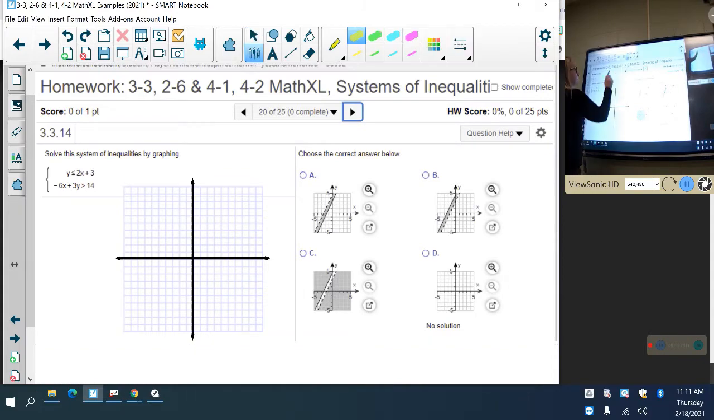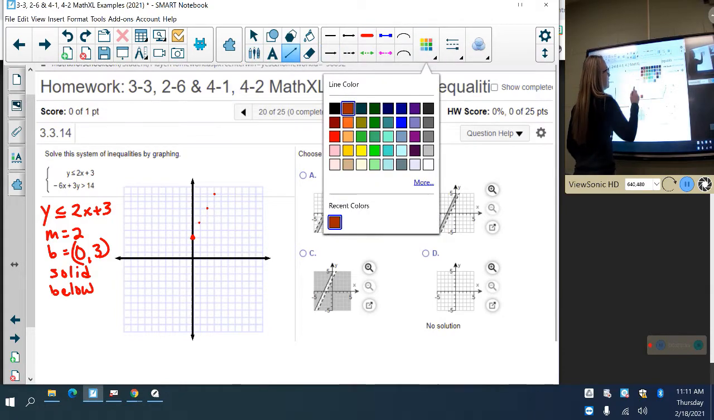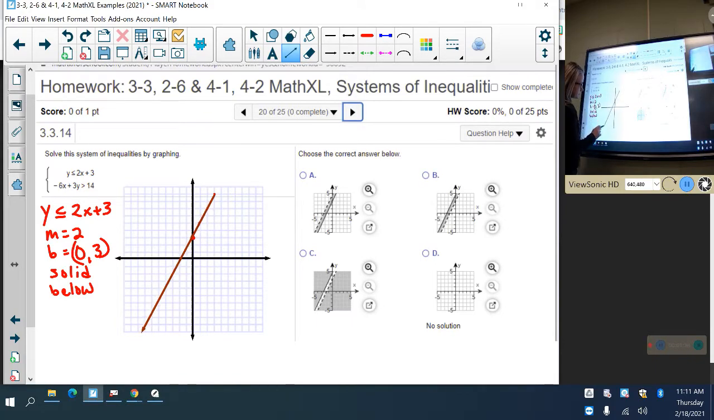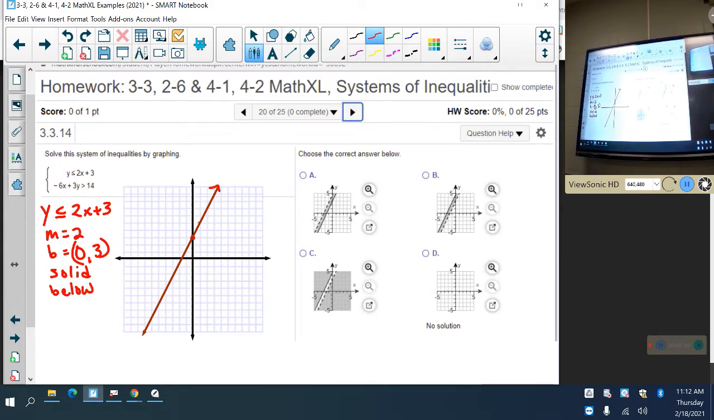The first line: y is less than or equal to 2x plus 3. My slope is 2. My y-intercept is 3. So I'm going to start at (0, 3). I have a solid line, and I'm going to shade below. I'm going to start at (0, 3), and go up 2 over 1, like that. Go ahead and graph that. Looks something like that. And then the shading is going to be below. So the shading would be down here.